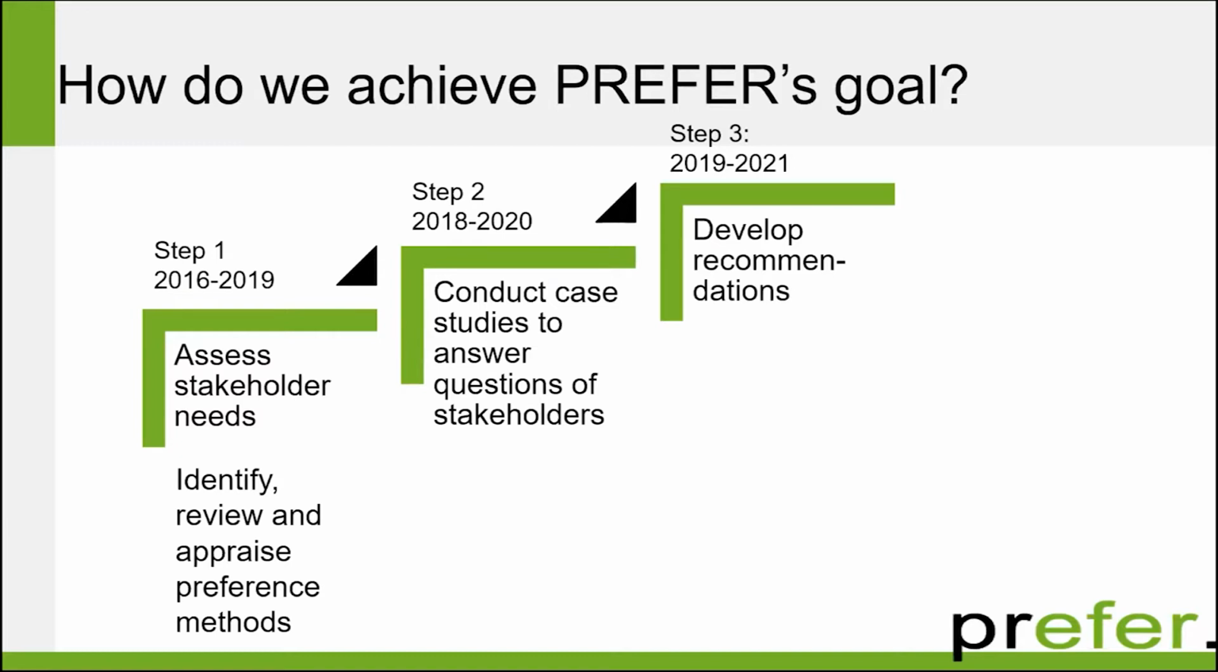So this diagram shows the 3 steps for PREFER, and where we are today is in step 3. We're rounding out the case studies and writing up those reports and developing recommendations from them. But what we're going to talk to you about today is the early phases in step 1. In order to carry out the project, you need to have a strong basis for the direction that you're heading, and we're going to outline that today.